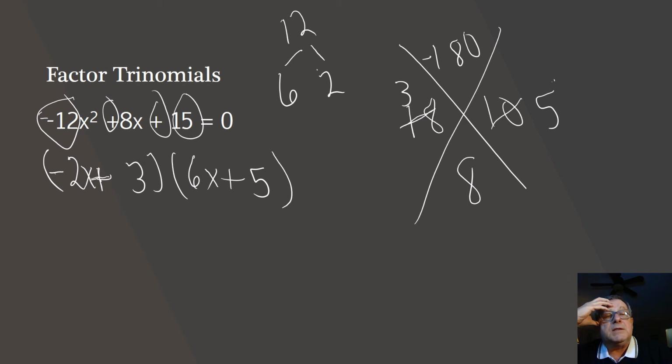Let me test this. Negative 2x times 6x is negative 12x squared. That checks that. Negative 2x times 5 is negative 10x. 3 times 6x is 18x. So 18x minus 10x is going to give me the 8x. That cuts that out. And then 3 times 5 is equal to 15.